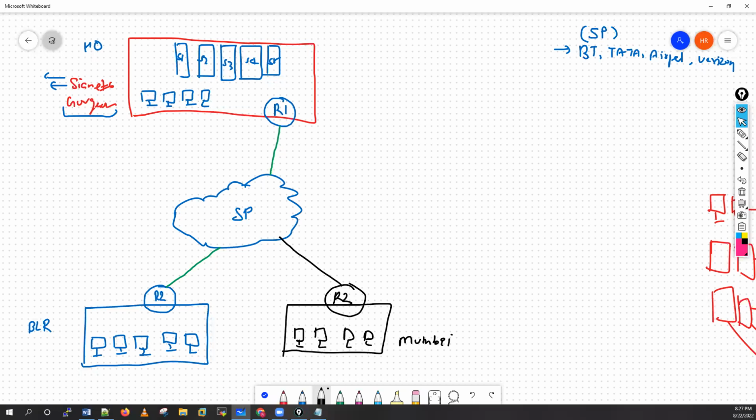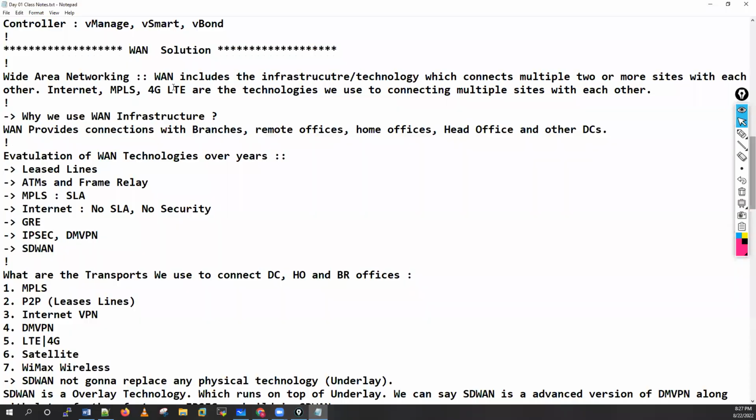Okay, so now the definition of your wide area network is, WAN includes the infrastructure or technology which connects two or more sites, or which connects your multiple sites like your head office with the branches, your data center with the branches basically, right? With each other. This is the simple definition of your WAN, guys.